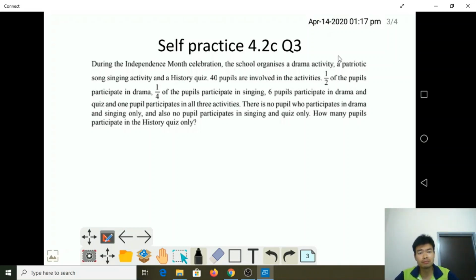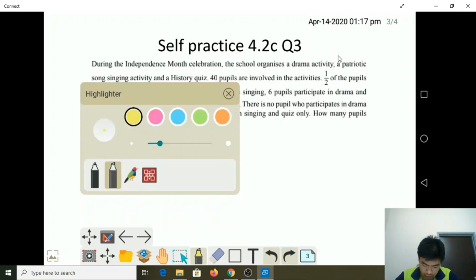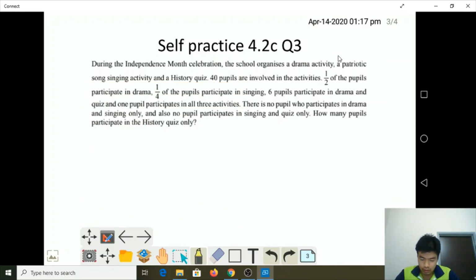During Independent Month celebration, the school organized, let me highlight it, the important things. The school organized activities. So we have 3 sets: drama, patriotic song singing, and quiz. Let me highlight the keywords: drama, singing, and quiz, right? So 40 pupils were involved in the activities.